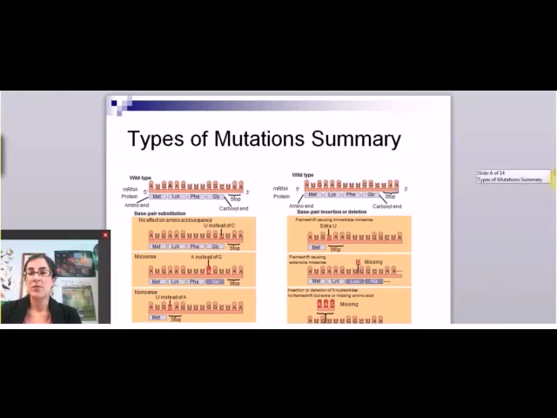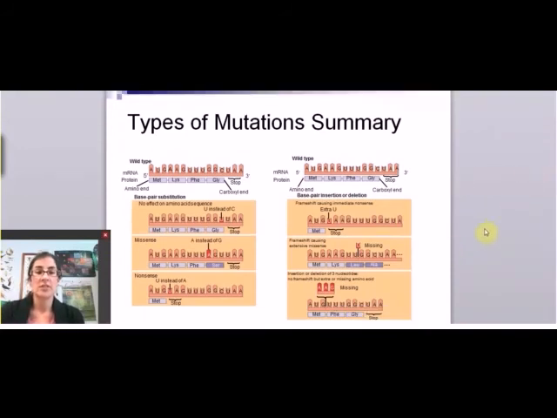So this is a summary of the types of mutations. This figure is on D2L if you want to print it out. So you can have a base pair substitution. This is a U instead of a C, and in this case, this one is silent. So this is still coding for a glycine. The original sequence coded for a glycine, and this one still codes for a glycine.